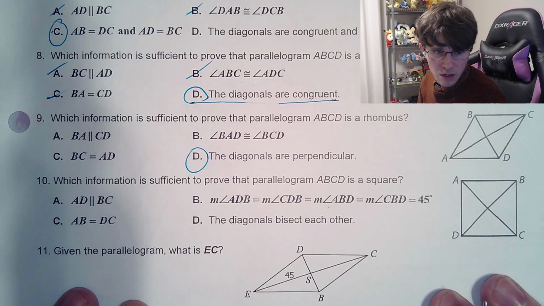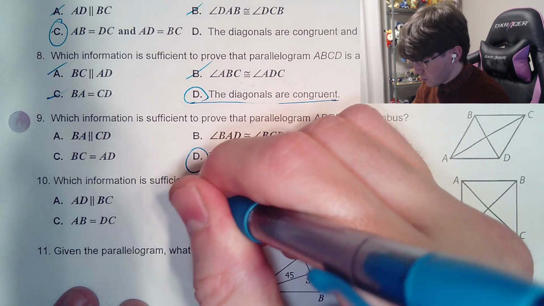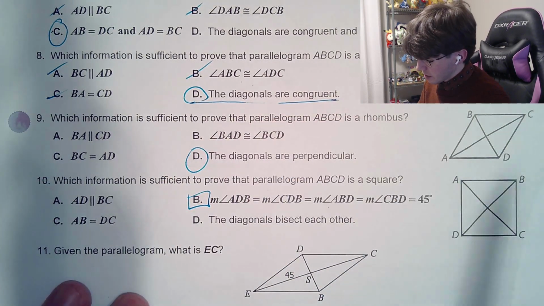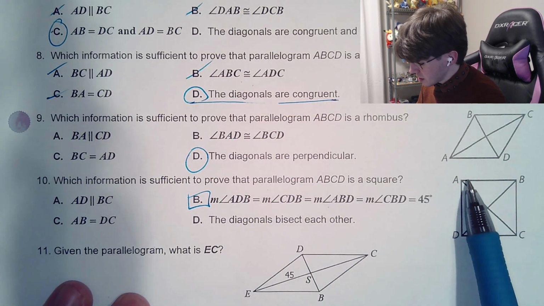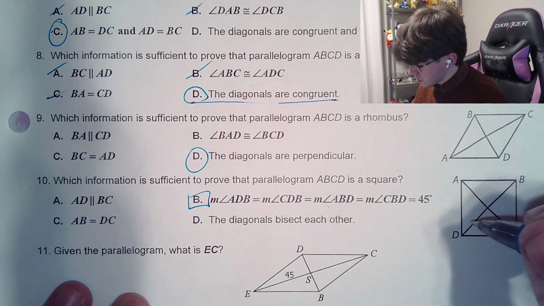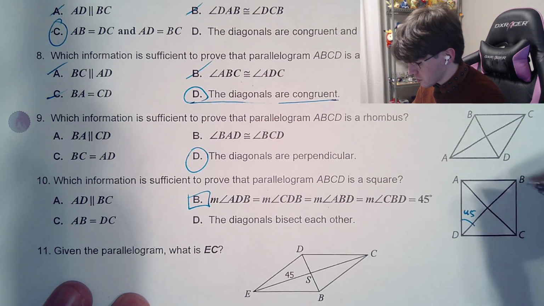Number 10, which information is sufficient to prove that the parallelogram ABCD is a square? Which ones of these will make it into a square? So diagonals bisect each other. That's true for all parallelograms. So yet again, there's only like one reasonable answer here. I don't even know what it says here. We have ADB. There gives you that 45. So they're saying this is 45.